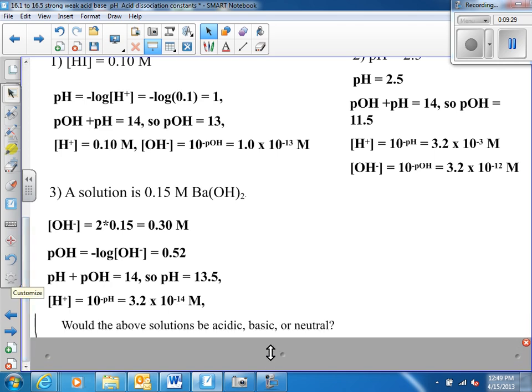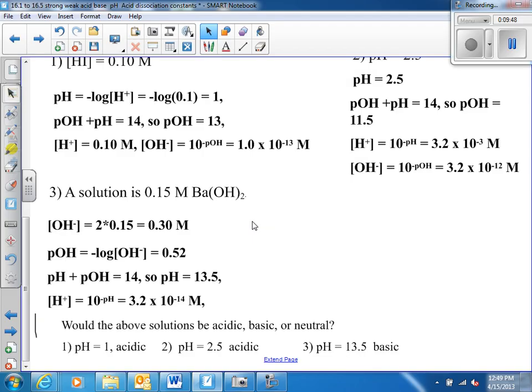Okay. And would these be acidic, basic, or neutral? You just look at your pH. pH 1, the answer is below. I'm not going to tell you. pH 2.5, pH 13.5. So remember, 7's the cutoff. Here's your answers. There you go.